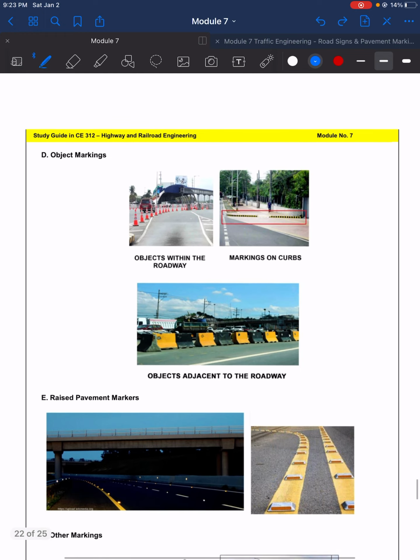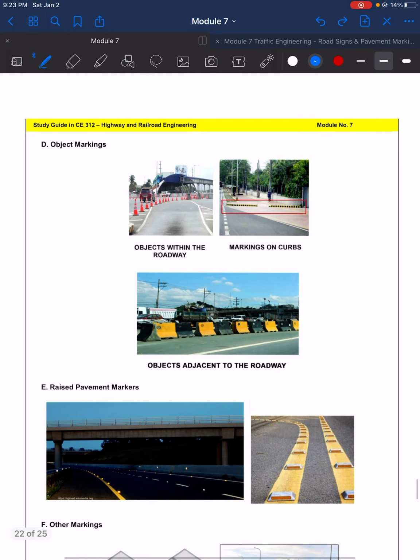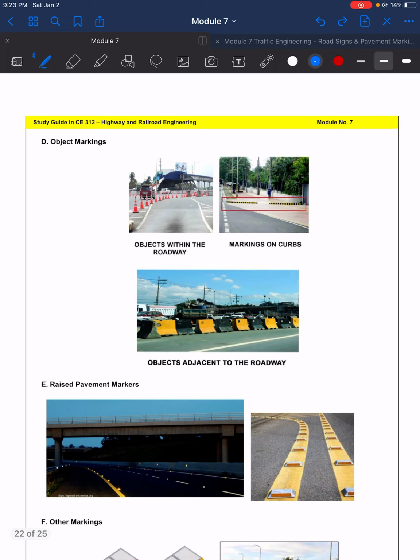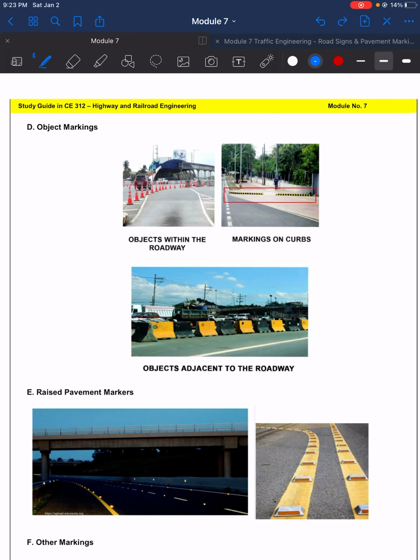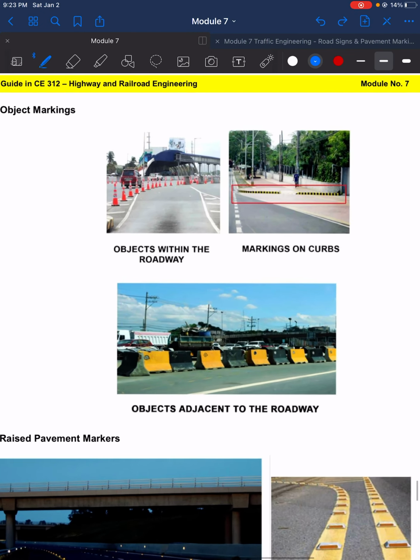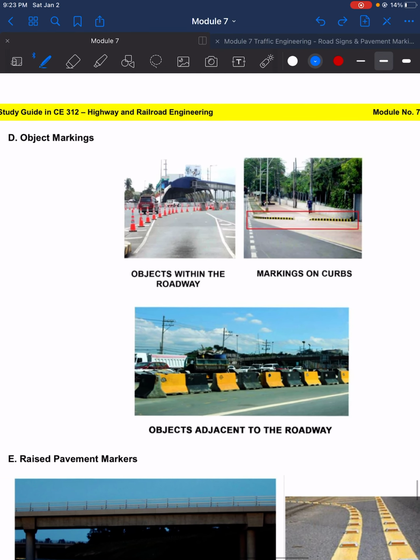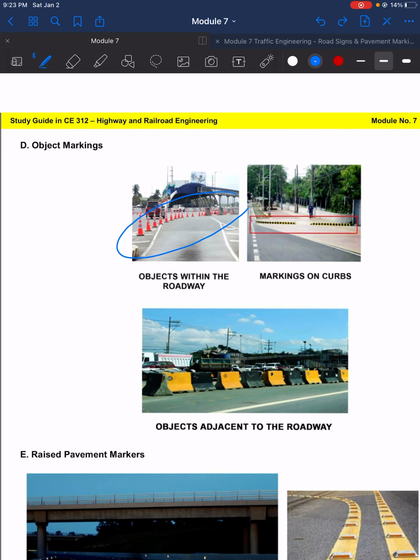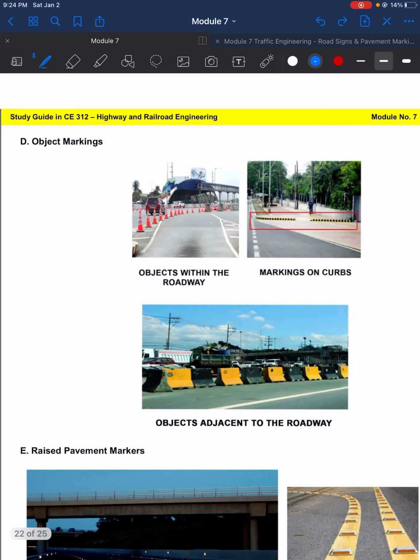We have the object markings. So these object markings, may movable, pwedeng matanggal, which is the cone here, cones. And then meron yung hindi na matatanggal, the markings on curves. So dapat naka-reflectorize din yan. We have their objects adjacent to the roadway, barriers, concrete or plastic barriers.